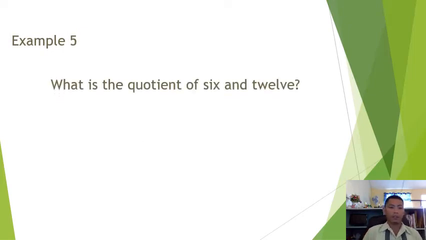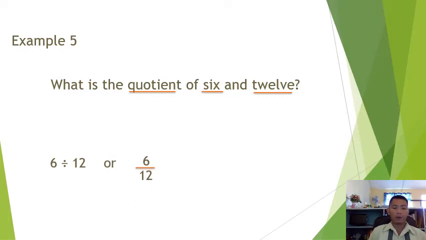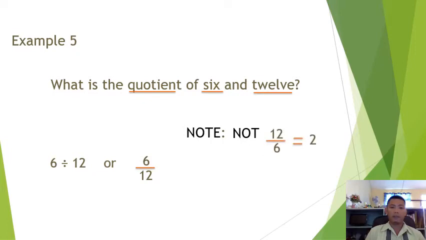What is the quotient of 6 and 12? So we will divide 6 by 12, or 6 divided by 12, or we may write 6 over 12. Again, 6 is the numerator, 12 is the denominator. Okay, take note of this. It is not 12 divided by 6 is 2. Again, 6 over 12 is not the same as 12 over 6 equals 2. Here, 6 is the numerator, 12 is the denominator.